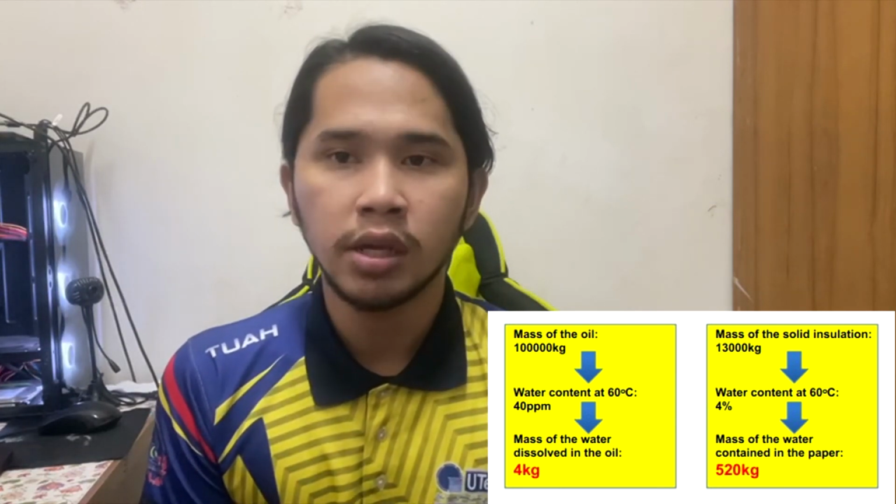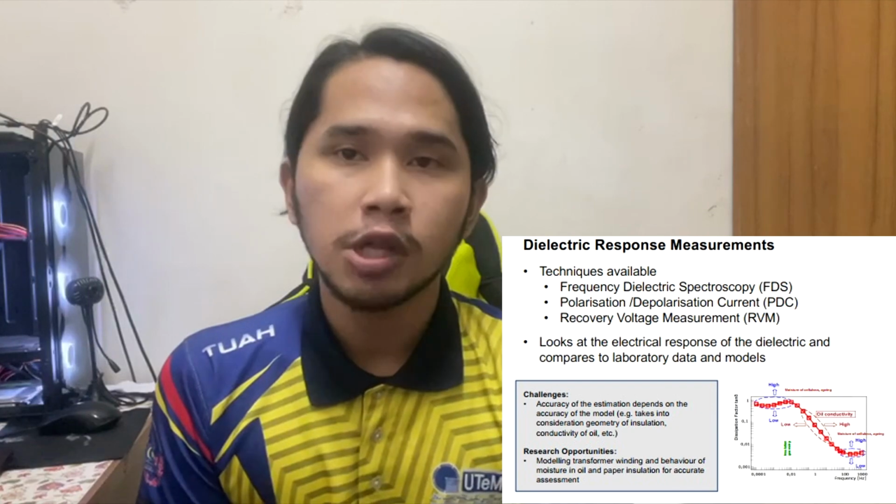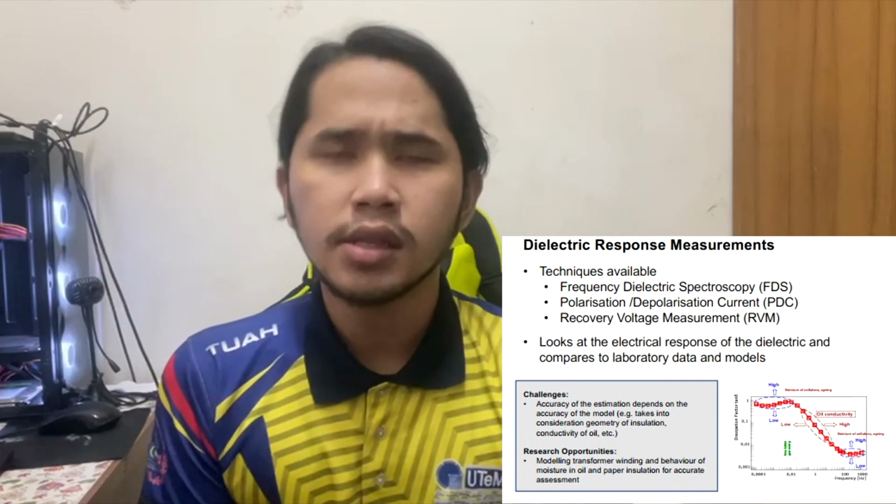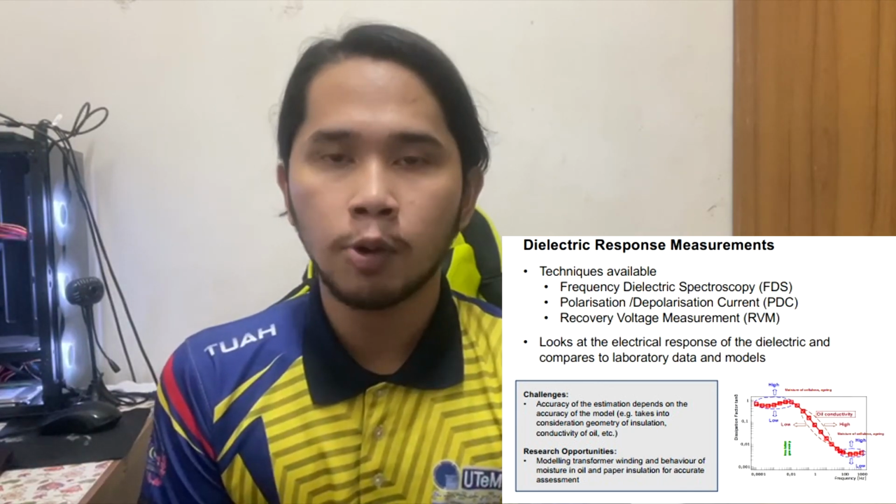An indirect method is to measure properties of the insulation which can be related to moisture content, moisture in oil measurement, and also electrical method, dielectric response. For the dielectric response measurement, the techniques that are available are frequency dielectric spectroscopy, FDS, polarization and depolarization current, PDC, and also recovery voltage measurement, RVM.